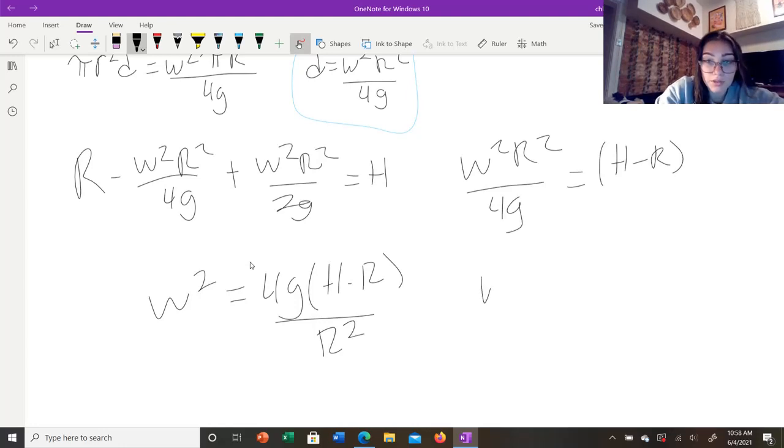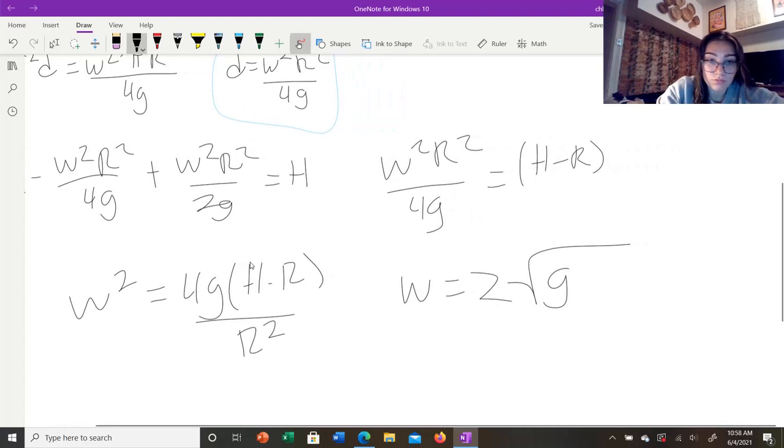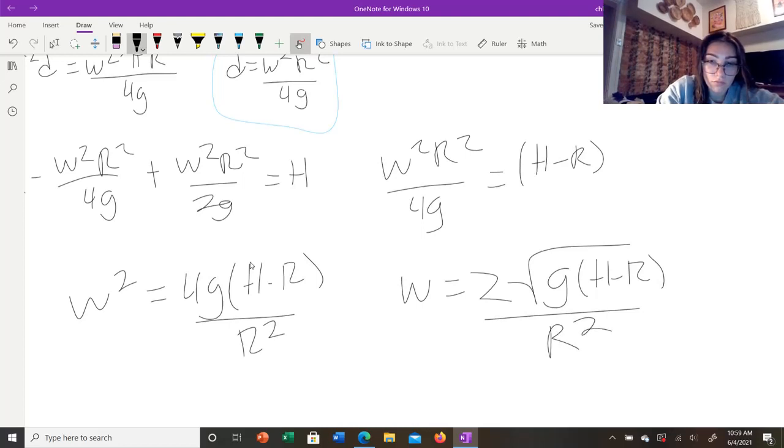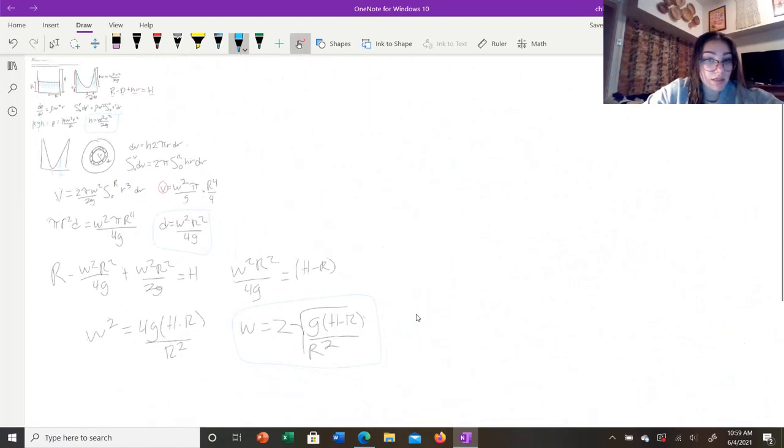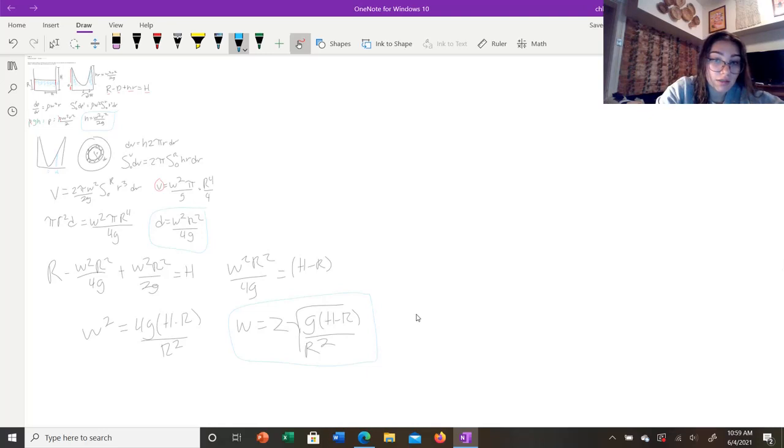Then we'll just take the root to get W by itself, so W equals 2 times the root of g times H minus R, all underneath the root, over R. This equation is the maximum angular frequency that you can spin this cup without spilling any of the liquid out. That is this right here. Alright, thank you.